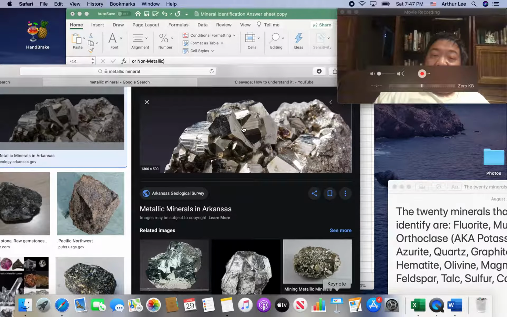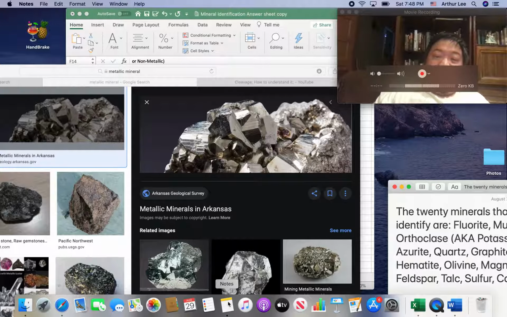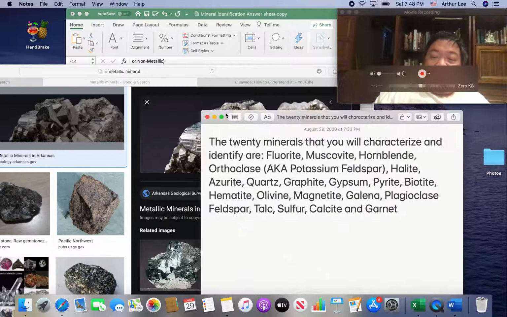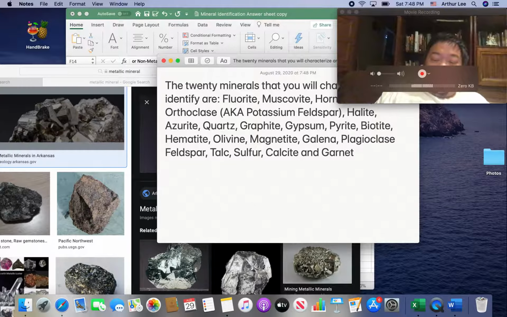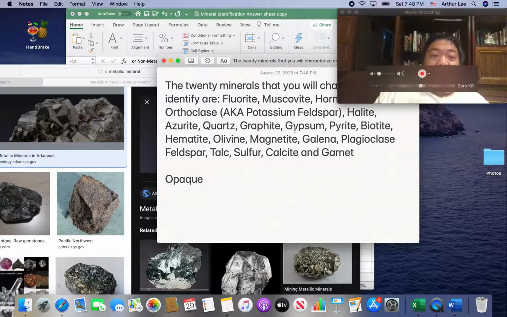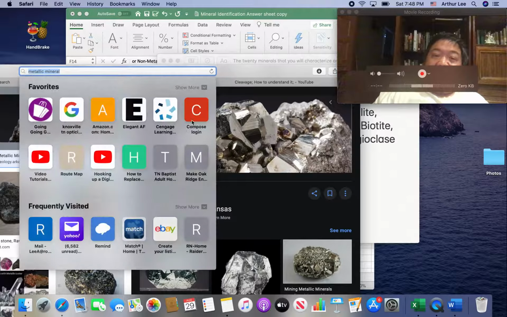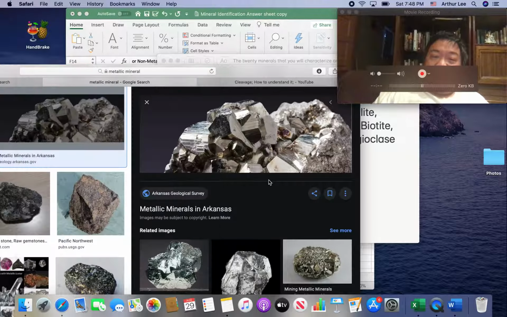Now, metallic minerals are usually shiny. Not always, but usually shiny. What else do you notice about this metallic mineral? Well, the mineral is opaque. Opaque. What's that word mean, opaque? O-P-A-Q-U-E. Opaque means it does not let light go through it. Metallic minerals never let light pass through it.